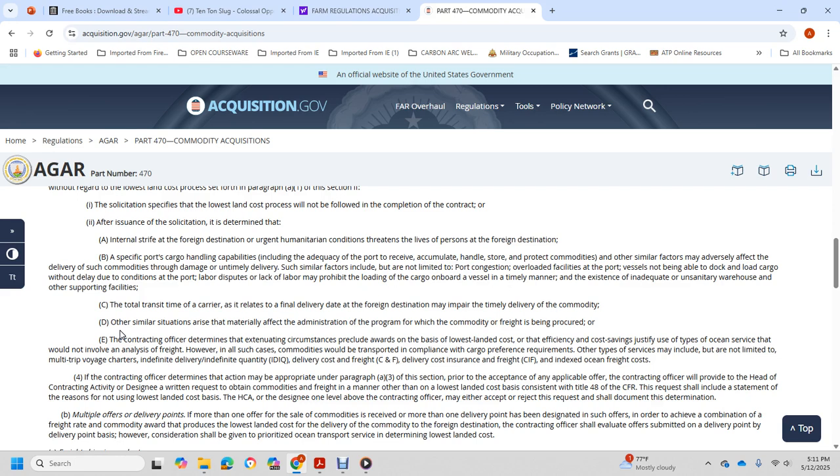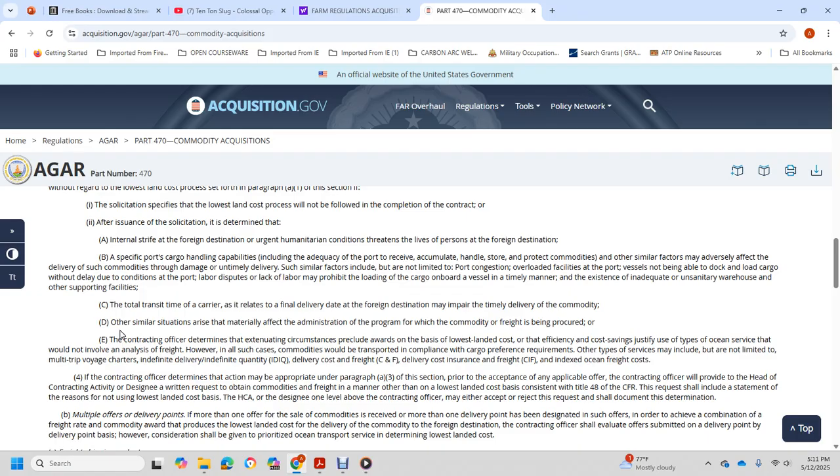The contracting officer determines the extenuating circumstances, particularly to warrant the basis of the lowest landed cost, with efficiency and cost savings to justify the use of types of ocean services that would not involve the analysis of freight in all such cases of the commodity transfer combined with the cargo preference requirements.